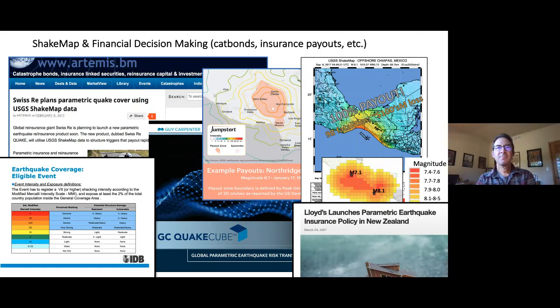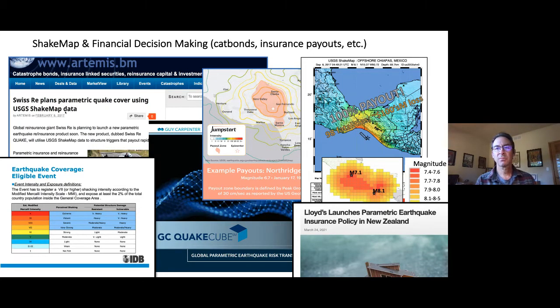Now, with ShakeMap, it's gotten to the point where it's used after the earthquake for very important decisions. And over the last 10 years, a number of financial decision-making tools have been developed. Large insurance and reinsurance companies are using ShakeMap to determine payouts for insurance and reinsurance. These are called cat bonds typically, and they are triggered not by the actual losses in the earthquake, but by the projected losses or the shaking estimates. So they're called parametric triggers, and they're determined by the information that the USGS puts out.